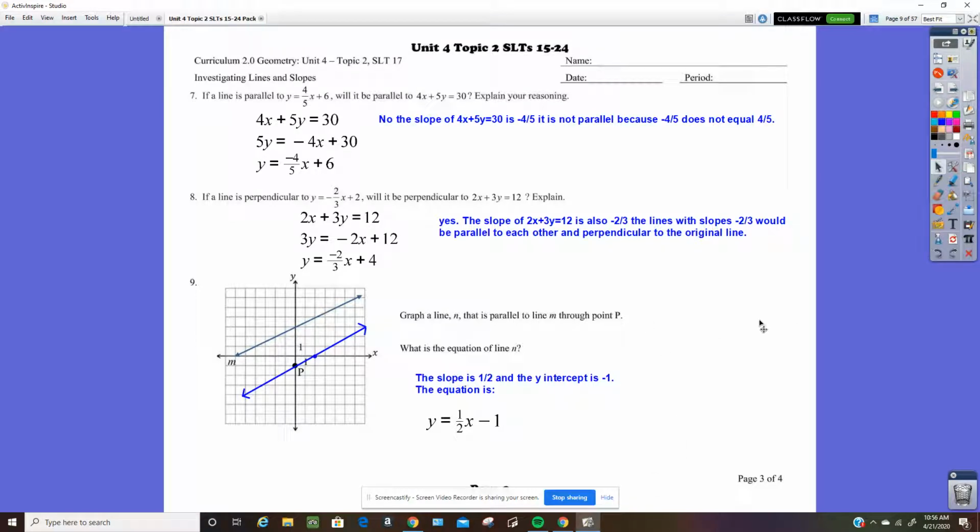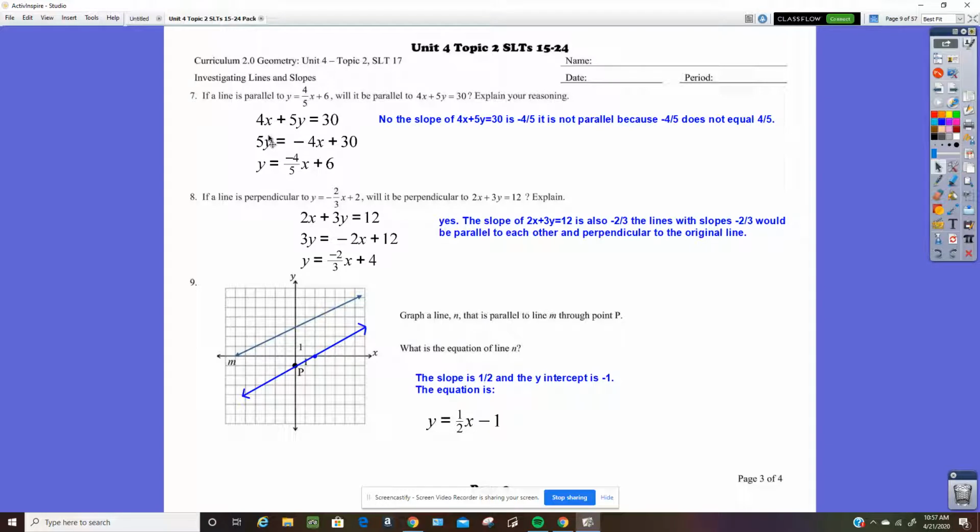All right, this is page 9, 10, and 12 in the packet I posted, the supplementary packet. So this first question here: if a line is parallel to y equals 4x plus 6, will it be parallel to 4x plus 5y equals 30? So here is the equation in question.